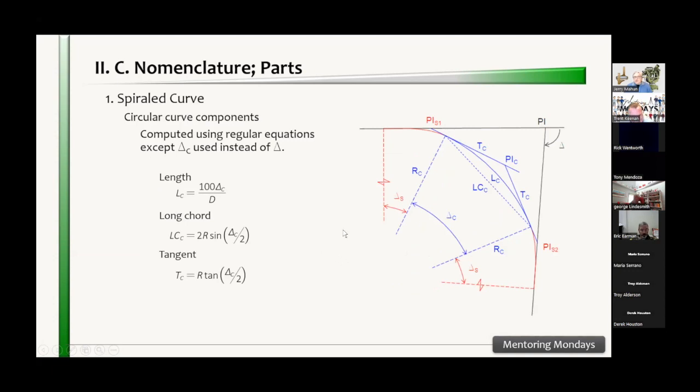Now, when we're computing the horizontal curve parts, we compute them just like we did before: the tangent, the middle ordinate, the long chord, the length, and all that kind of stuff. But now instead of using delta like we did before, we use delta sub c, which is this part here, because we're computing everything between these two points right here. Outside of that, to get from the tangent to the curve and from the curve to the tangent, we're now dealing with spiral components.